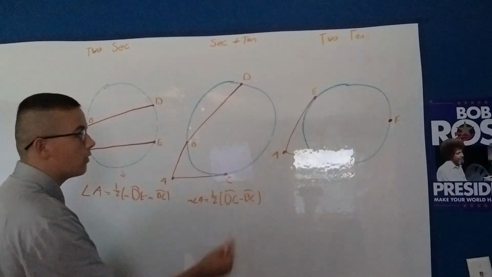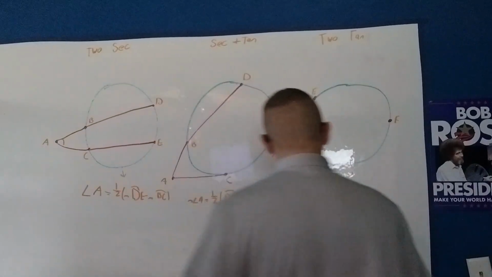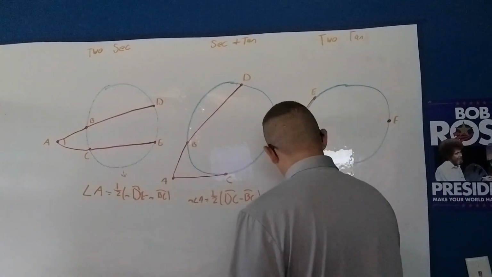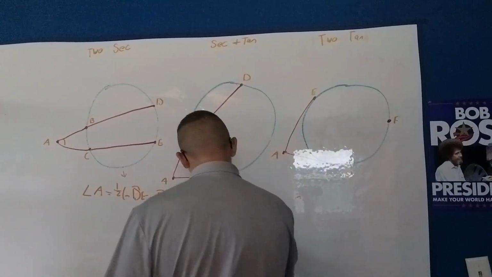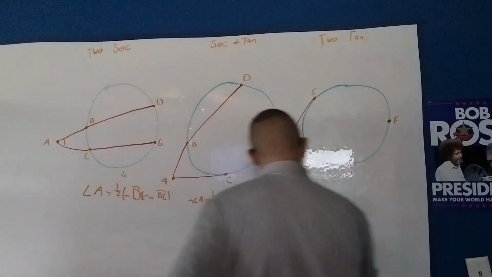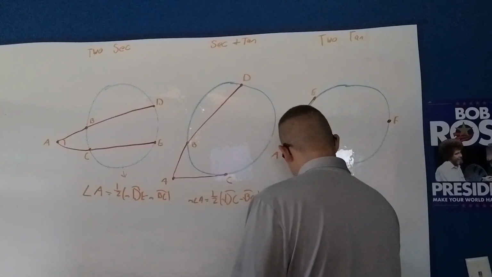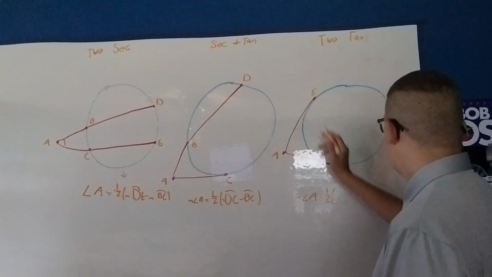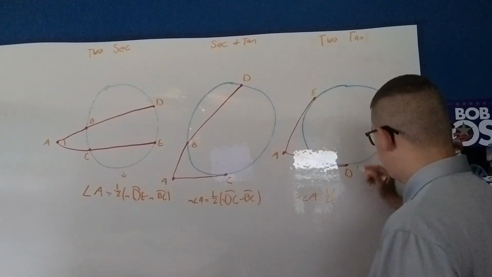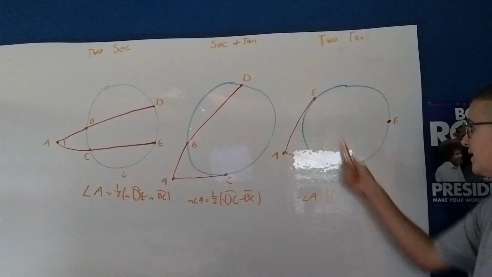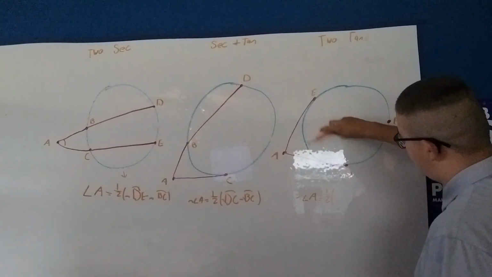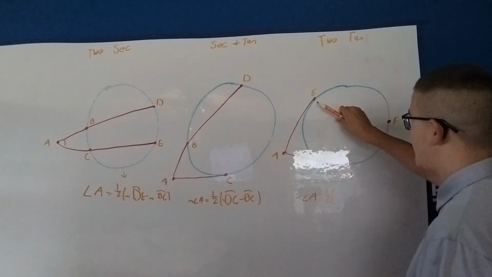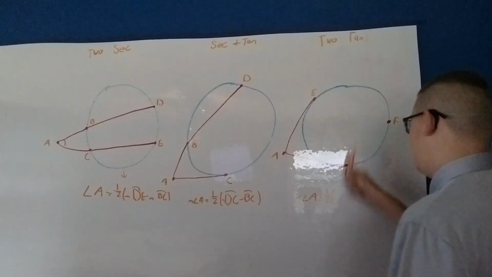And then same thing here. So we're going to do the measure of, oh, I should put M's here for measure. The measure of angle A equals 1/2 our bigger part, EFD. And you don't just say ED because this would be ED. So to make sure you're going this way, you have to say EFD.